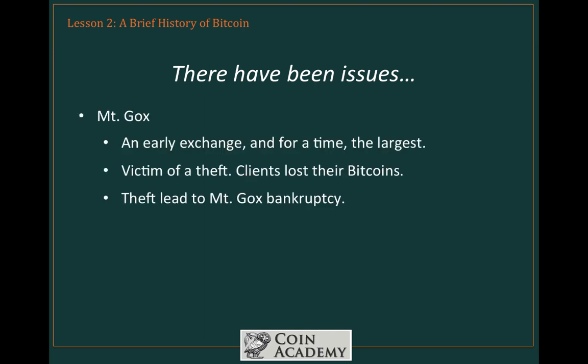First was the Mt. Gox incident. Now, Mt. Gox was an early Bitcoin exchange, and for a time it was the largest. In fact, the largest by a long measure. It was based in Japan. That exchange was the victim of a theft. A number of clients lost their Bitcoins. A large amount of Bitcoins, a large amount of monetary value was lost.